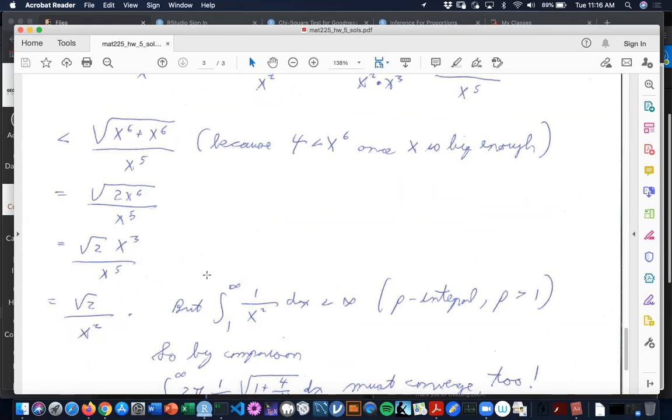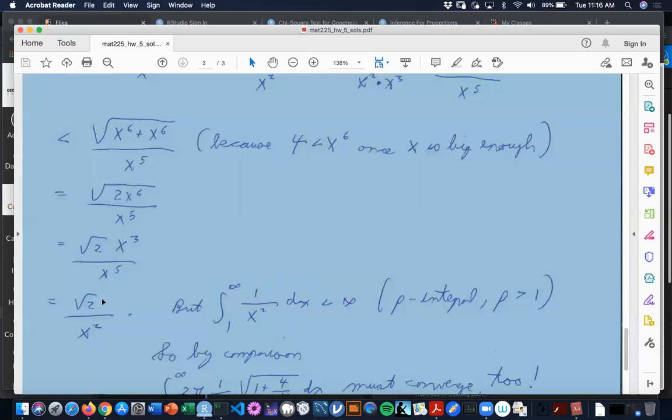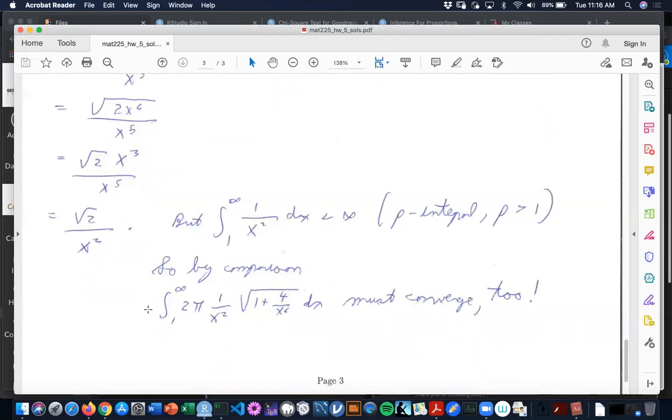And so now I just got to wonder, what about the improper integral from 1 to infinity of 1 over x squared? That's a p integral with p bigger than 1, so it converges. So, you know, root 2 times it would converge. And so we're fine. Our surface area will be finite by this comparison.